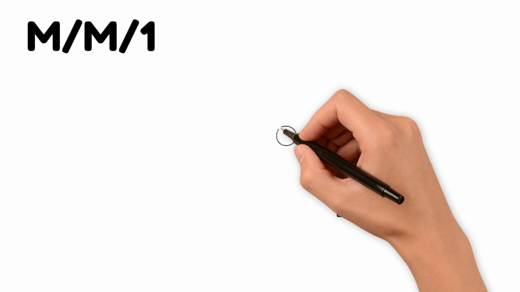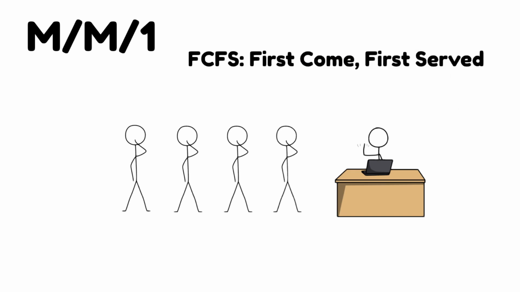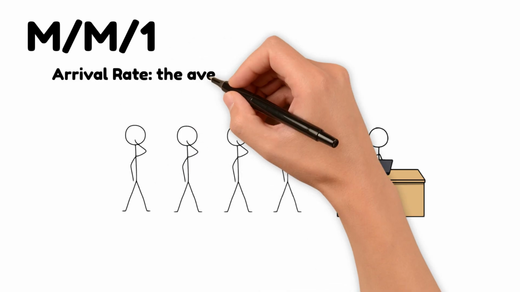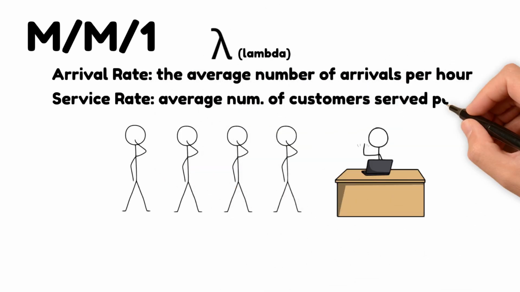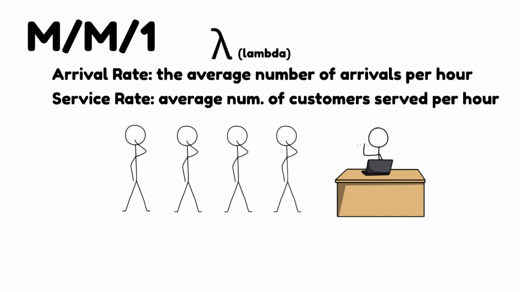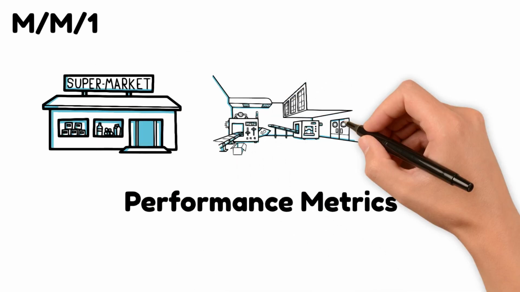The M/M/1 model represents a single server queue with regular arrivals. All customers arrive from a single line and the server processes them one by one, following a first come, first serve (FCFS) rule. Here, the arrival rate, or the average number of arrivals per hour, follows a Poisson distribution and is represented by lambda, while the service rate, or the average number of customers served per hour, follows an exponential distribution and is represented by mu. Using the M/M/1 model, we can quickly calculate performance metrics in various real-life settings like supermarkets, factories, and schools.